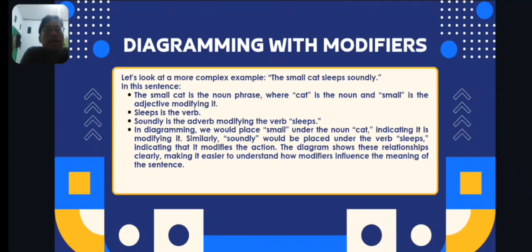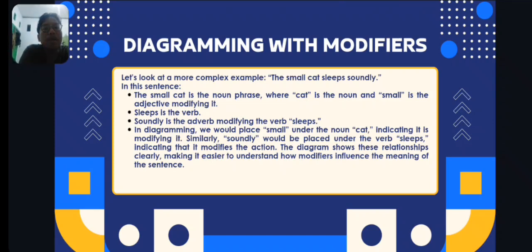Diagramming with modifiers. Let's look at a more complex example. The small cat sleeps soundly. In this sentence, the small cat is the noun phrase, where cat is the noun and small is the adjective modifying it. Sleeps is the verb. Soundly is the adverb modifying the verb sleeps.